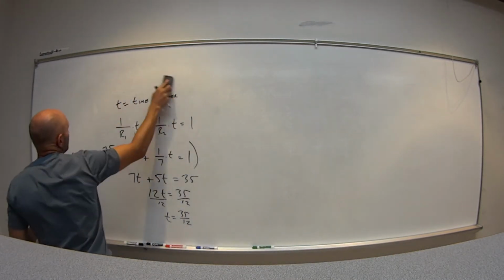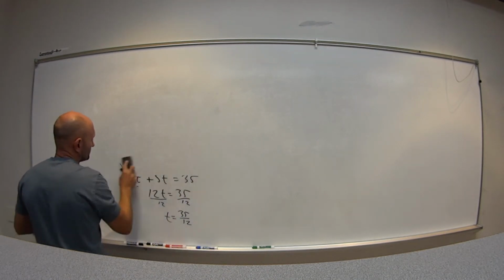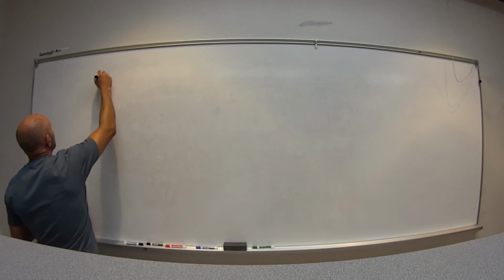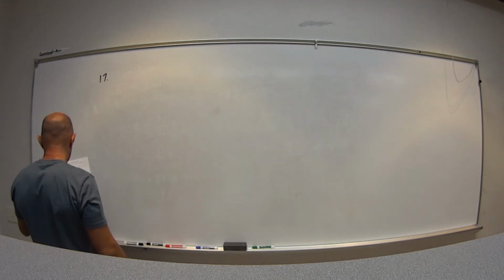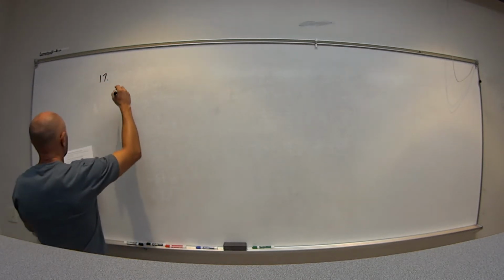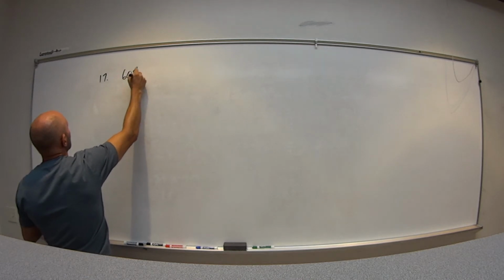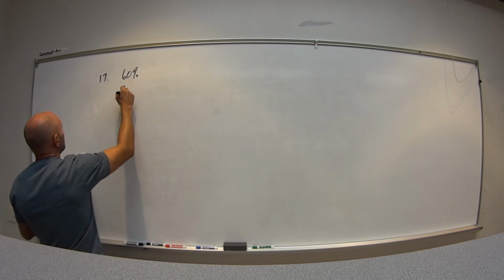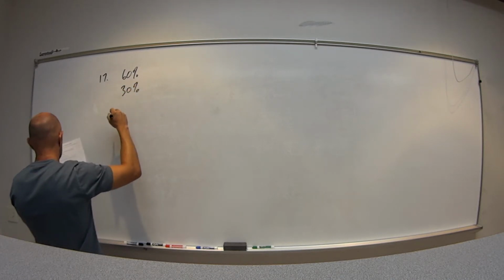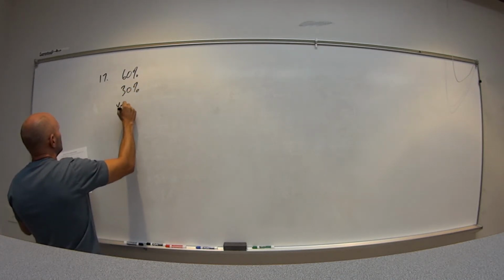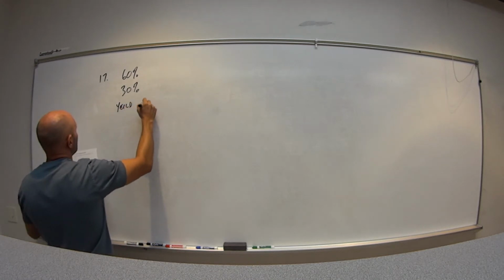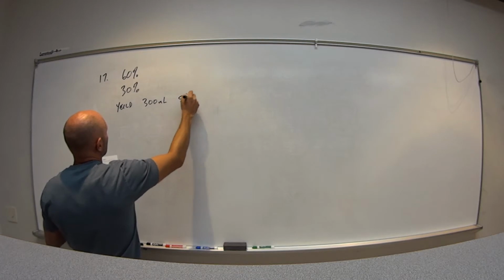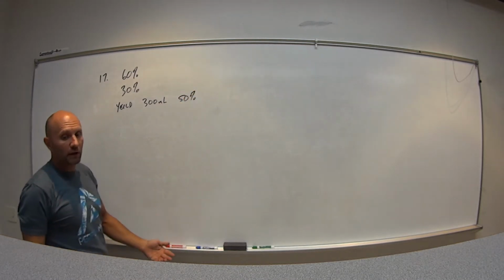Number 17. So 17, how much of a 60% acid solution needs to be mixed with a 30% acid solution to yield 300 milliliters of a 50% solution? So this is our mixture problems.